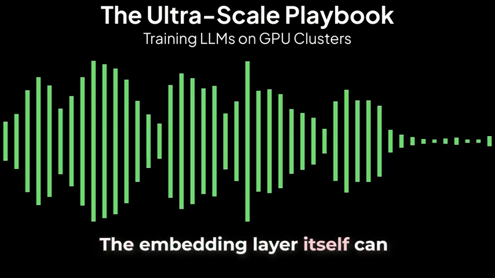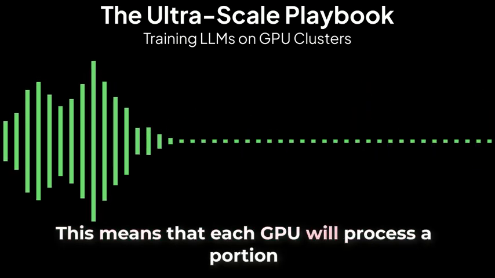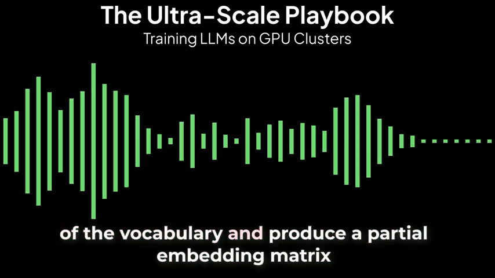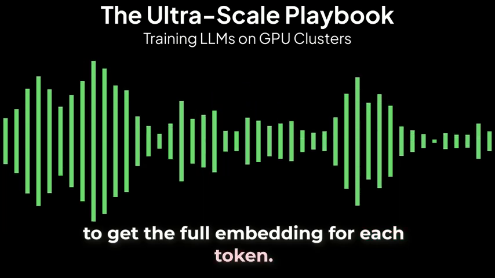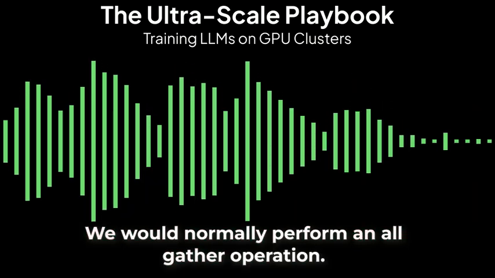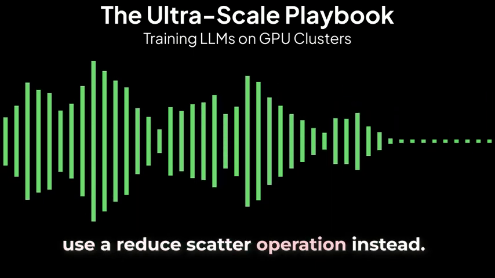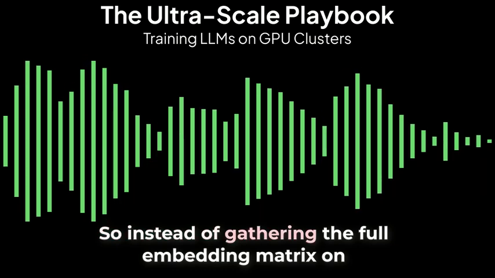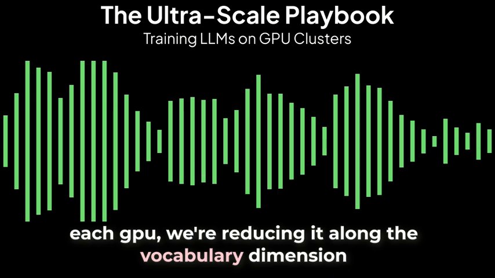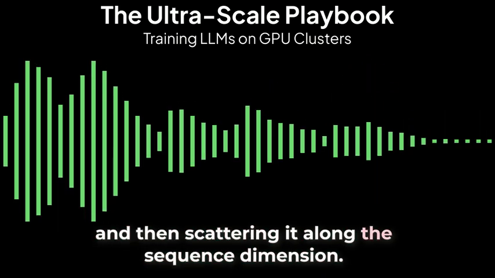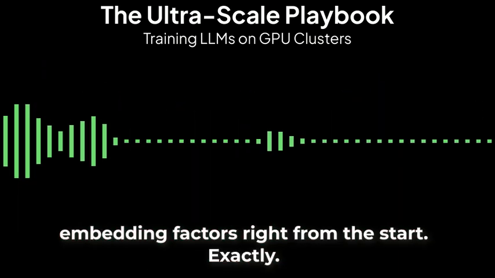The embedding layer itself can be sharded using row-wise TP. This means that each GPU will process a portion of the vocabulary and produce a partial embedding matrix. To get the full embedding for each token, we would normally perform an all-gather operation. However, because we're also using SP, we use a reduce scatter operation instead. So instead of gathering the full embedding matrix on each GPU, we're reducing it along the vocabulary dimension and then scattering it along the sequence dimension. It's like we're strategically distributing those embedding vectors right from the start.